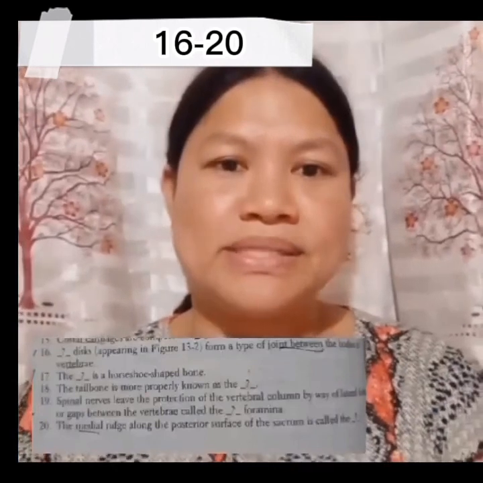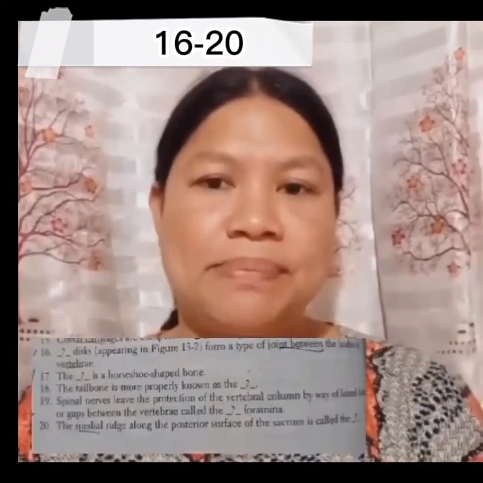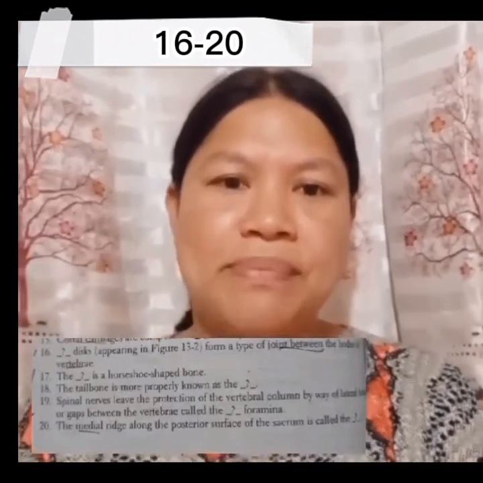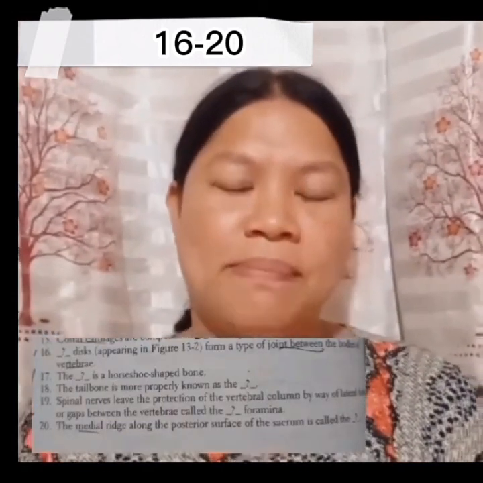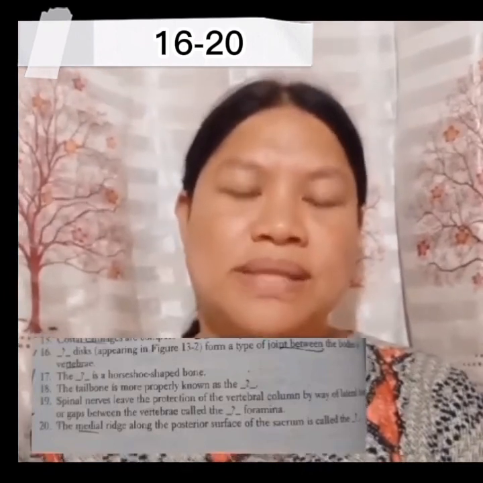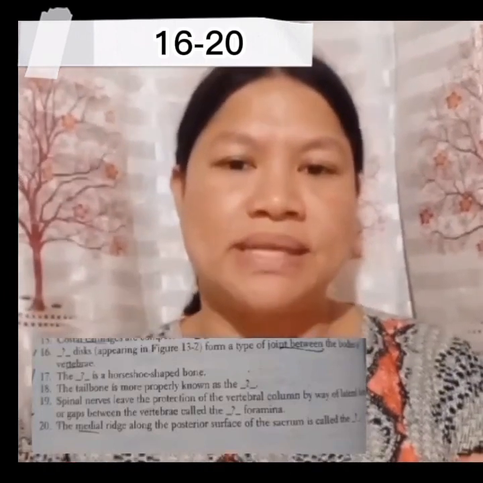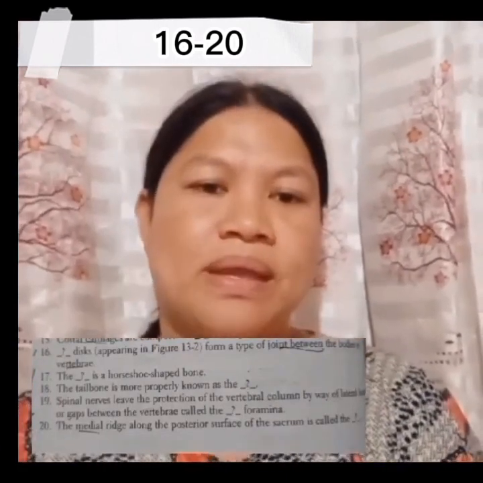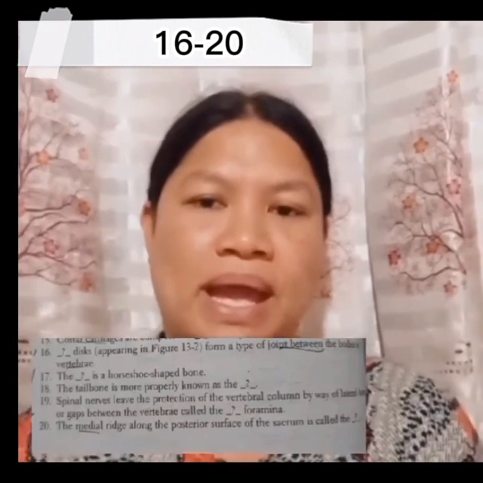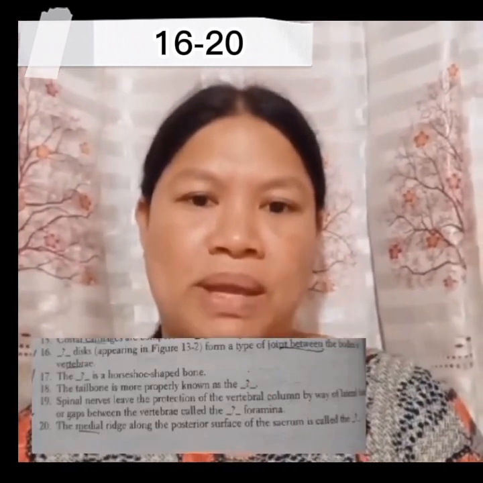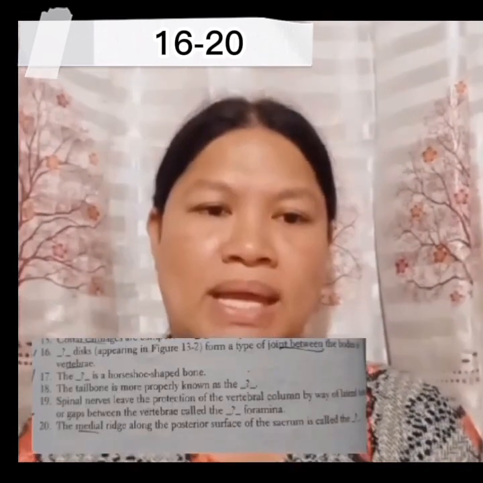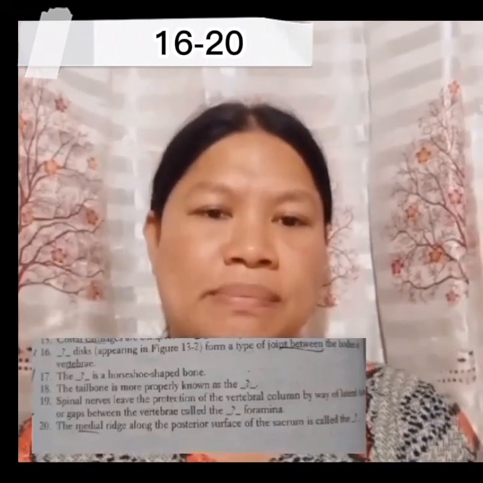Fill in number 16. The blank discs appearing in figure 13-2 form a type of joint between the bodies of vertebrae. The answer is intervertebral. Number 17. The blank is a horseshoe-shaped bone. The answer is hyoid. Number 18. The tailbone is more properly known as the blank. The answer is coccyx. Number 19. Spinal nerves leave the protection of the vertebral column by way of lateral holes or gaps between the vertebrae called the blank foramina. The answer is intervertebral.